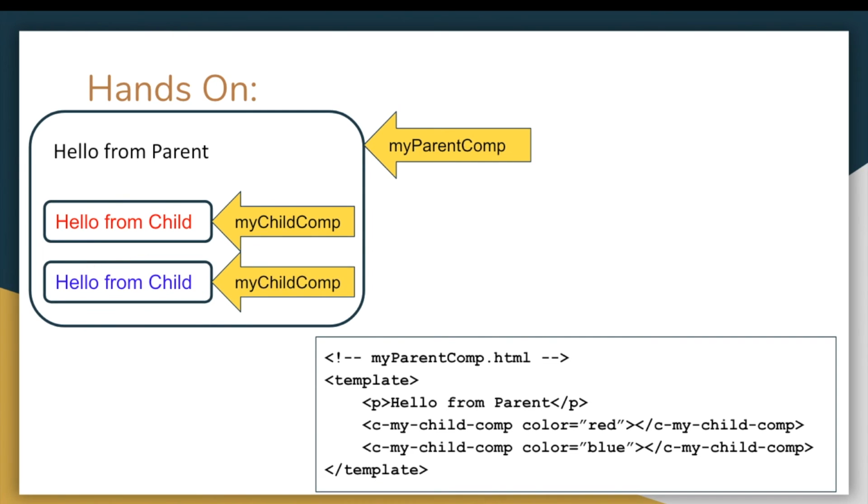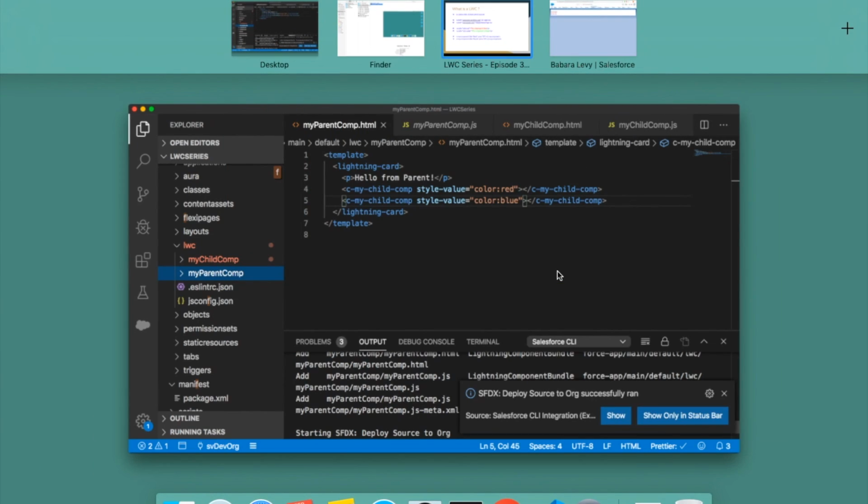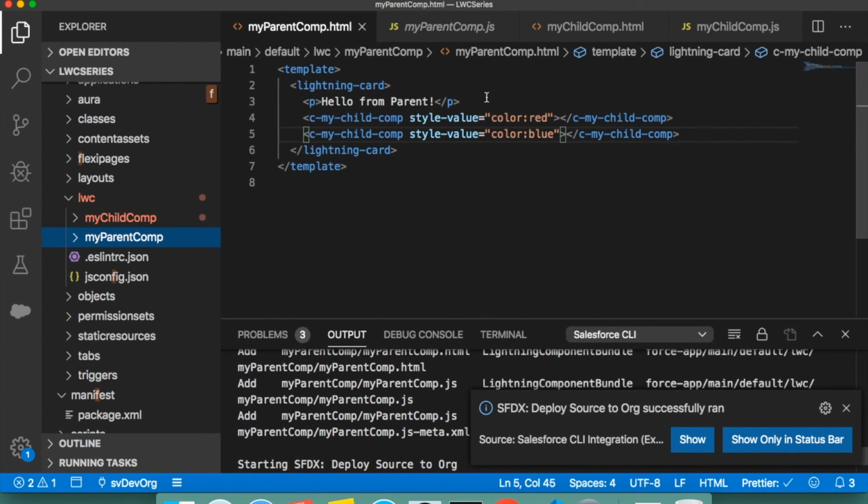Now let's understand why we had to create two different components and have one component embedded within the other component. So let's go back to the first slide. As I mentioned earlier, a Lightning Web Component works exactly like any other HTML element by rendering UI or exhibiting certain behavior depending on the parameters that we pass. So in our example, it is displaying the message in either red or in blue color.